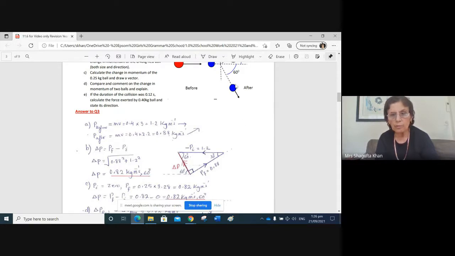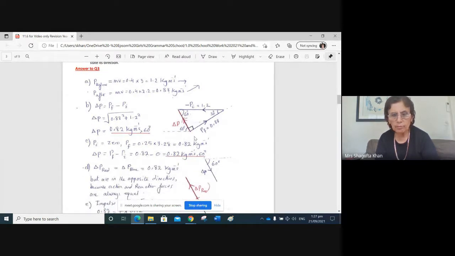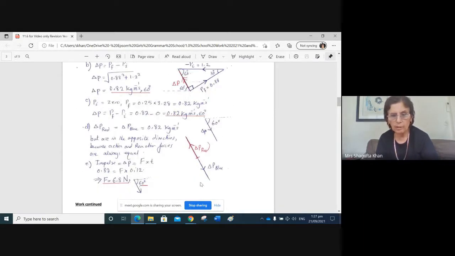Now, from this diagram over here, the initial momentum was 0 for the blue ball, and this one is in that direction. So change in momentum will be this minus that, which comes out in this direction. So what it means is that the change in momentum of the red ball is in this direction, and that much size. The change in momentum of the blue ball is in that direction, and that, so they're exactly equal and opposite. So if I have to draw it, they will be like that.